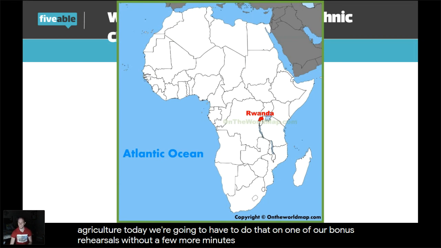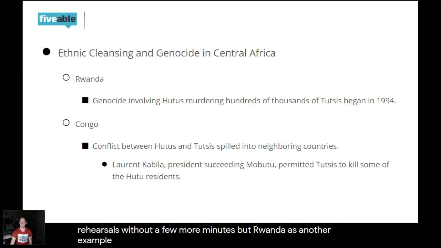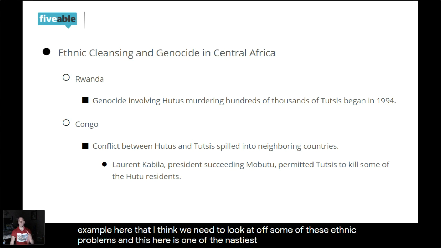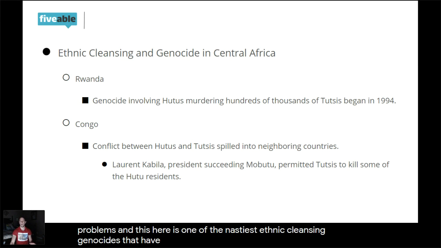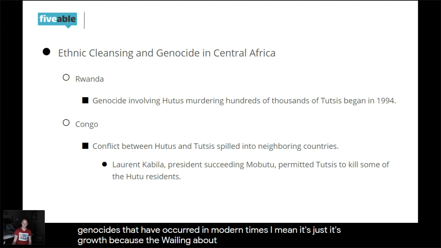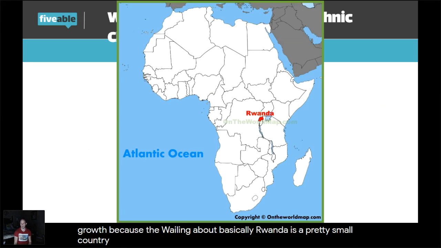But Rwanda is another example here that I think we need to look at of some of these ethnic problems. And this here is one of the nastiest ethnic cleansing genocides that have occurred in modern times. I mean, it's gross because of the way it went about. Basically, Rwanda is a pretty small country. There it is right there.